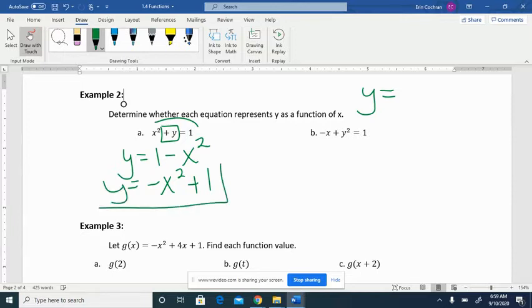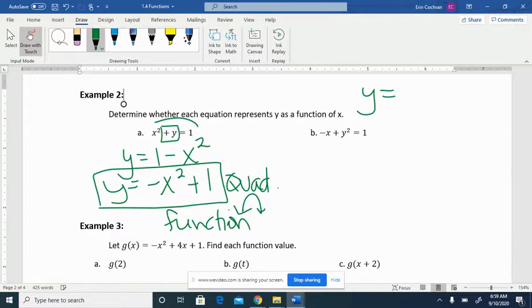Okay? So now think about this graph. We have an exponent of 2, a degree of 2, so we know this is a quadratic function. And this quadratic opens downwards, okay, because a is negative. So since this is a quadratic function, this equation is a function. Okay.